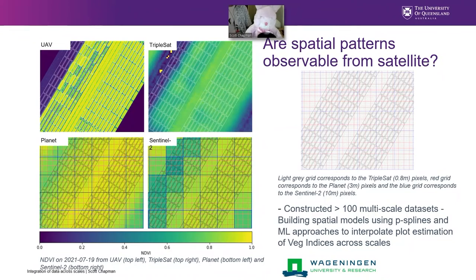Another thing that we've done is co-aligned these different satellites as well as the UAV data, and this is now simply a challenge for Fred Van Ewyk and his team. We've constructed about 100 of these multi-scale data sets, and we want to see whether we can determine the plot level measurements of UAV from some of these other satellites at different scales. We don't know whether we're going to be using some hybrid of spatial and machine learning approaches to try and do that, or whether it's even possible.